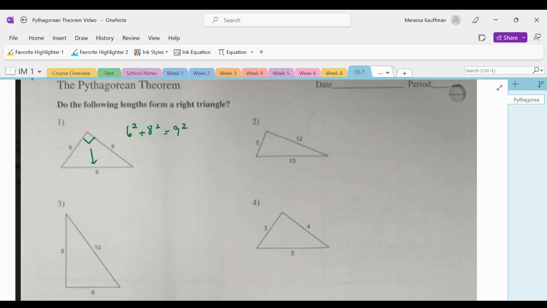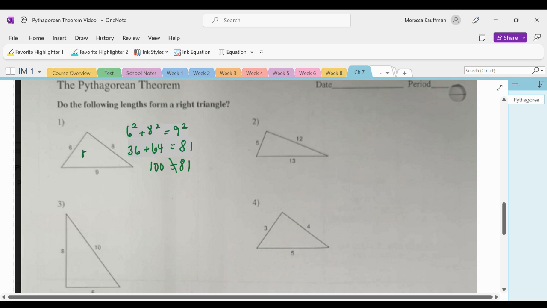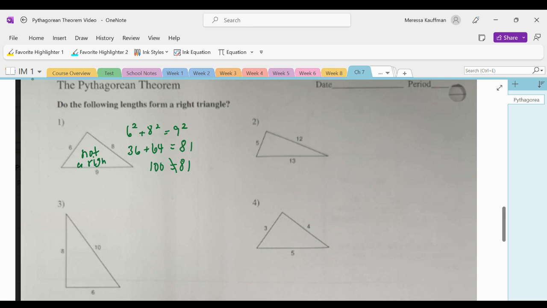Does this make sense? So let's see, 36 plus 64 is equal to 9 times 9, which is 81. This is 100 is equal to 81. Does that make sense? No, those don't equal. So is this a right angle? Nope. So this is a no. Not a right triangle. It's kind of cool that we can use the same formula to figure out if it actually is a right triangle or not. Let's do one more.